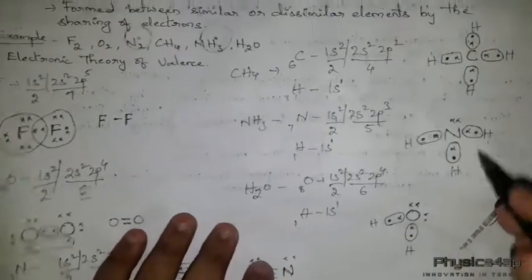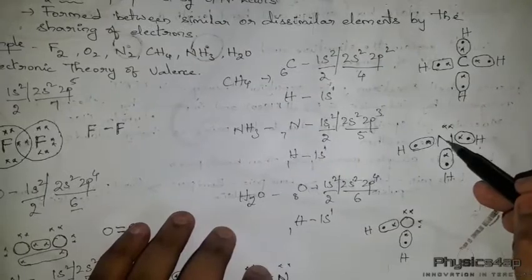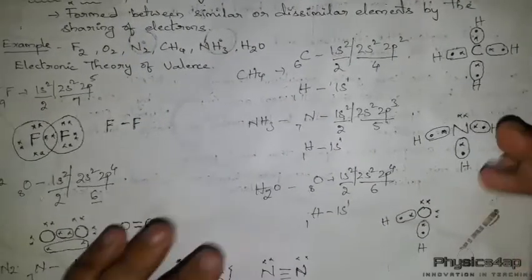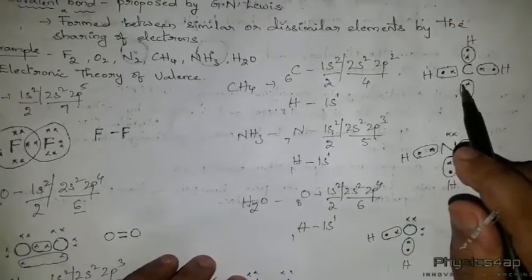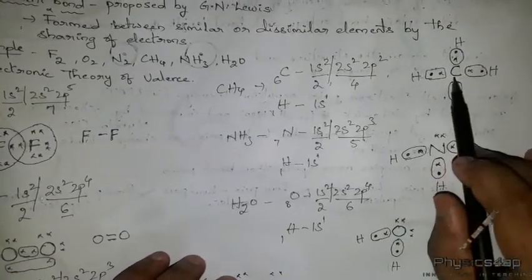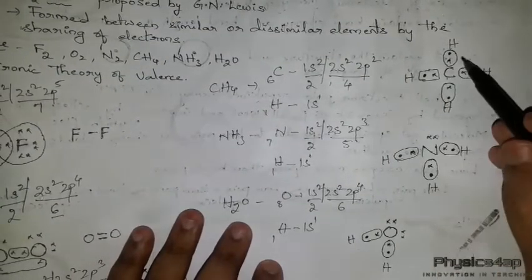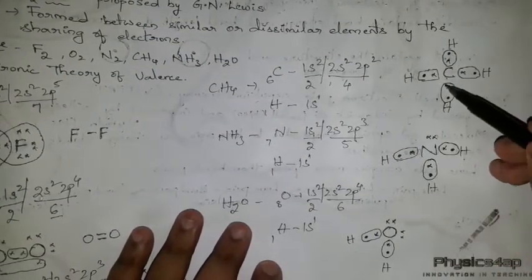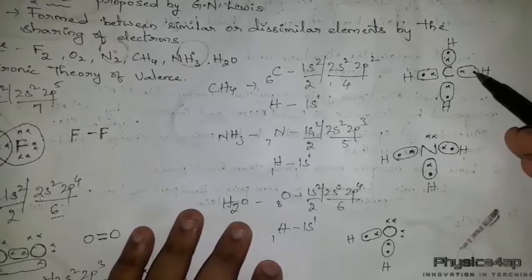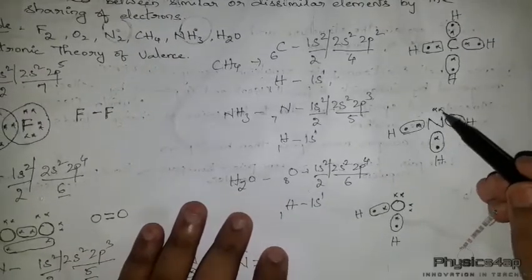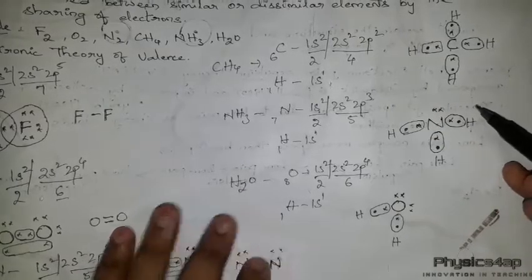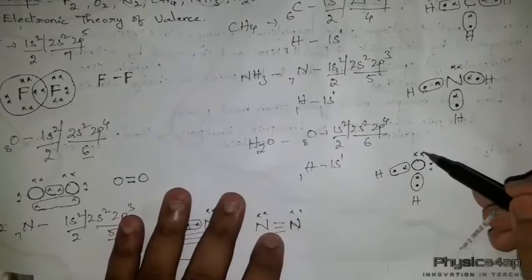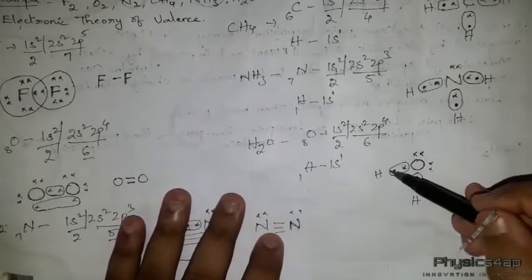Now wherever you see the central atom, any atom should have 8 electrons in its outermost orbit. Like carbon should have 8 electrons in its outermost shell. We have seen here 2, that is 4, here 6, and here a total of 8. Now coming to nitrogen, 1, 2, 3, 4, 5, 6, 7, 8, total 8. And again for oxygen, 1, 2, 3, 4, 5, 6, 7, 8.